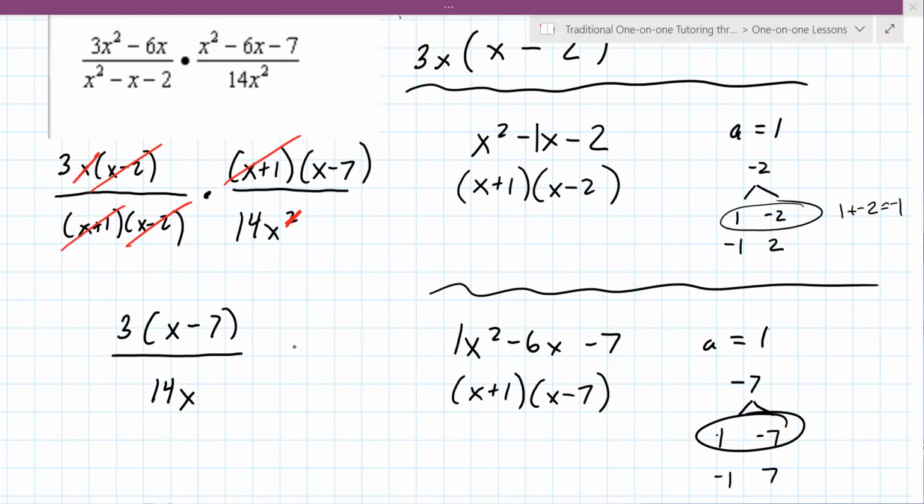And it probably is like an x does not equal -1, x does not equal 2, because those are the two that we canceled.